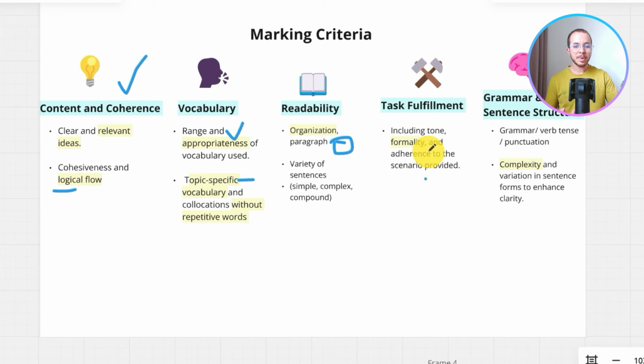Task fulfillment is about matching the tone. Remember I said most test takers lose marks because they are not matching the tone? So today we need to work on that. And finally, please make sure your grammar is all good and you have complex sentences as well as compound and simple sentences and relative clauses. Use a variety of them.